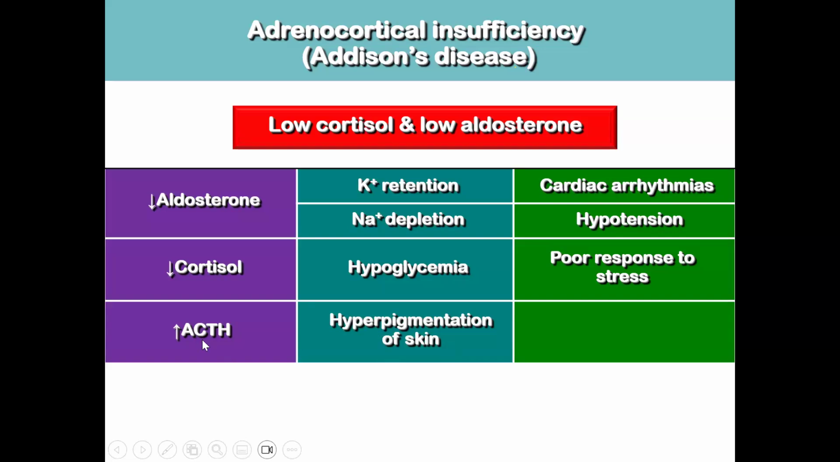So these are the features which will be produced if a person is having low aldosterone. Then he will have potassium retention and sodium depletion. If a person is having low cortisol, he will develop hypoglycemia. And if a person develops high levels of ACTH, he will develop hyperpigmentation.